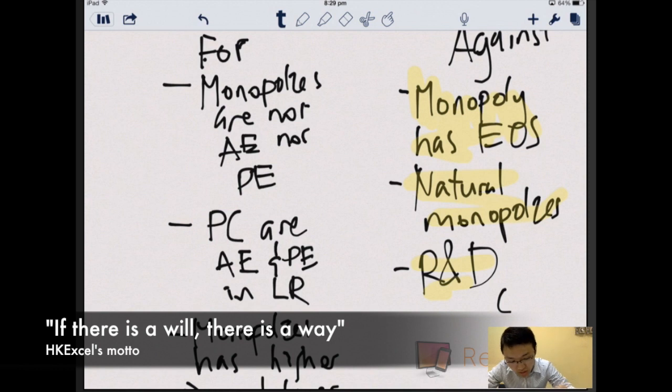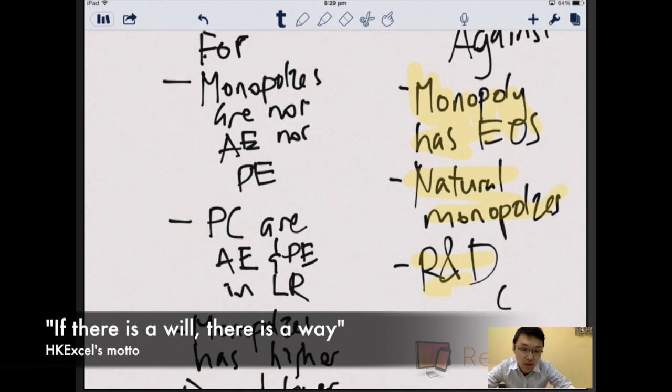And your conclusion. For the conclusion, to be honest, some teachers say you need to have a clear stance, but honestly, I don't think so. I think as long as your conclusion makes sense, it's fine. Let me give you an example. So, for example, you can say something like, monopolies are not allocatively and productively efficient, unlike perfect competition. However, the large scale of production can bring about certain advantages, such as economies of scale and research and development.